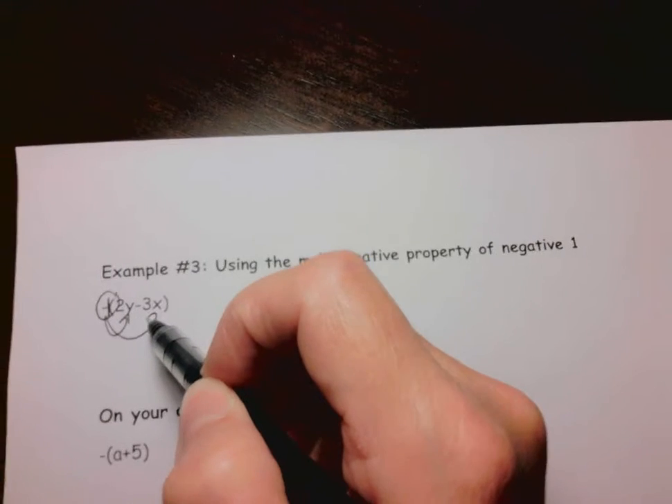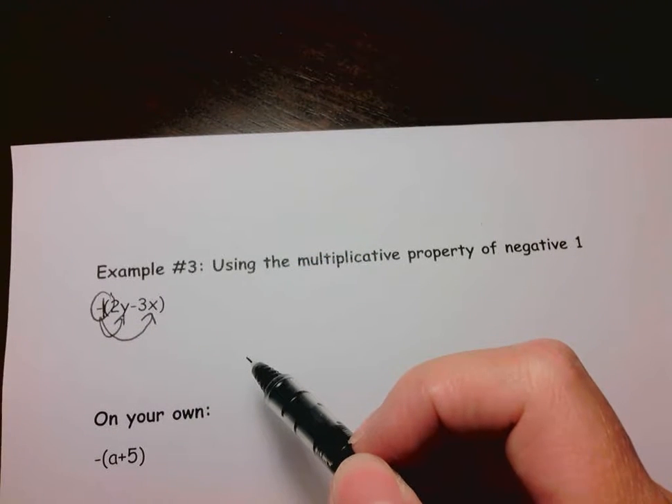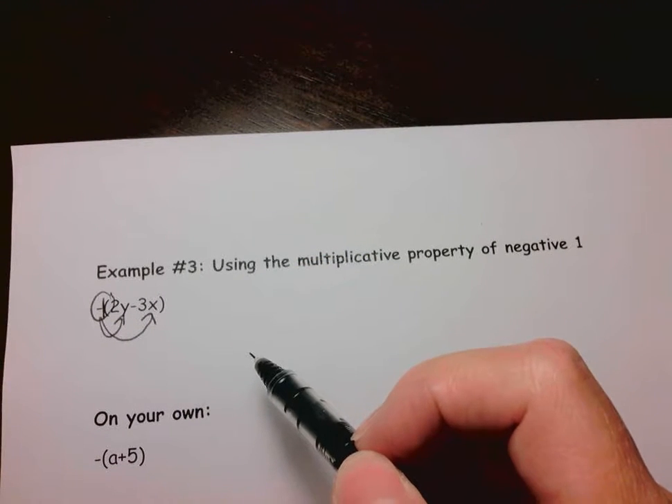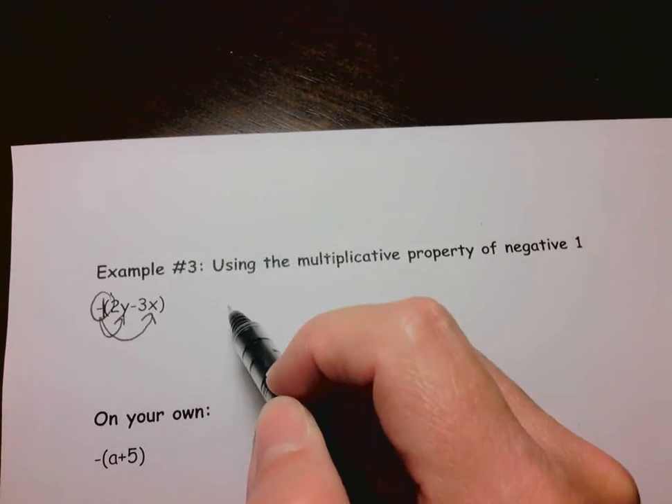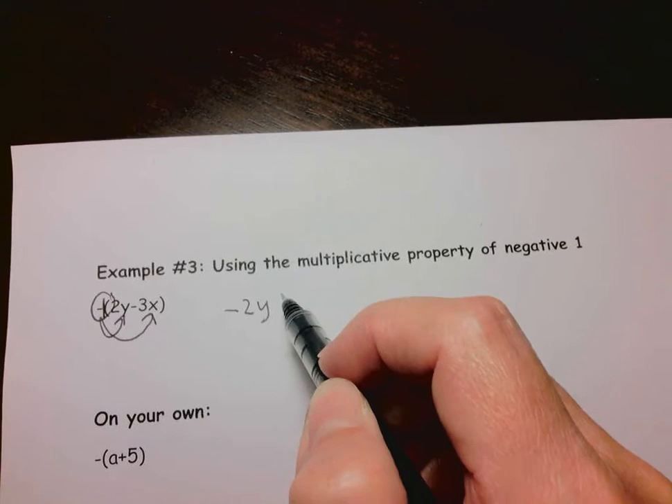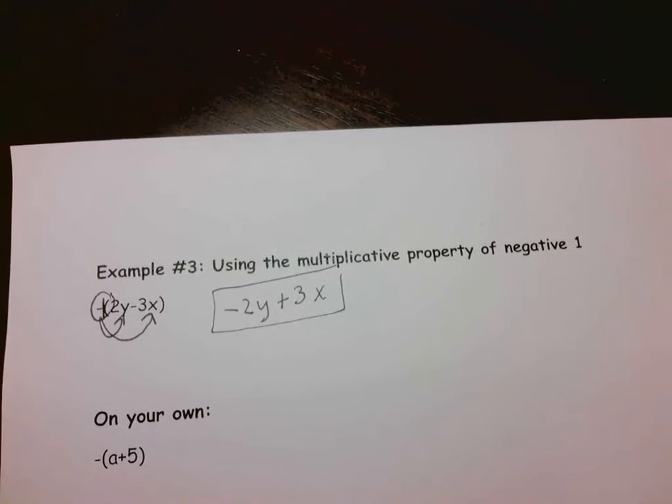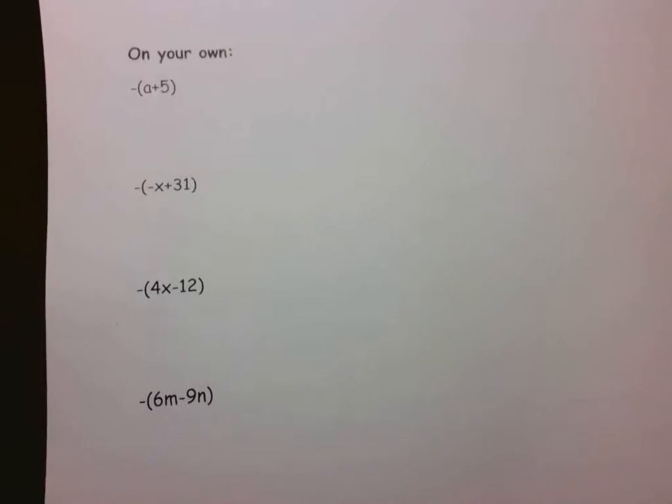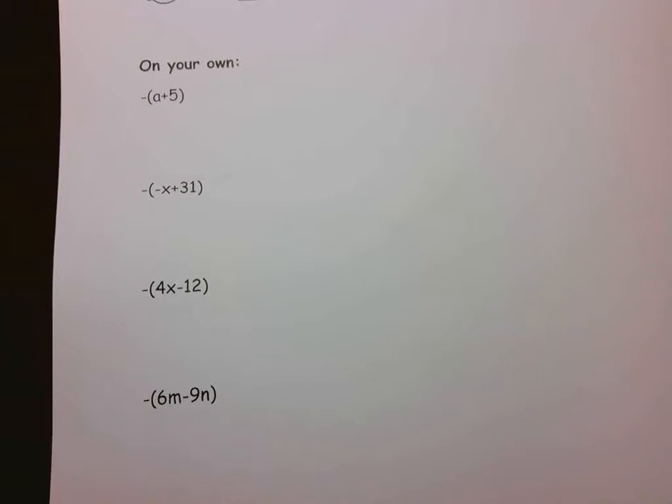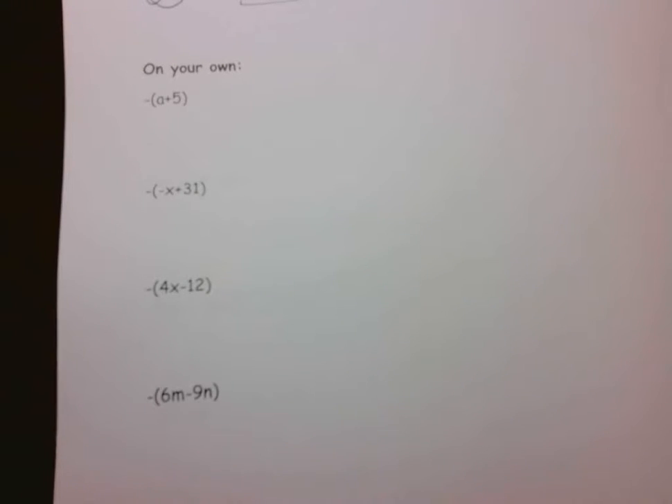When you have this situation, you're not just changing the signs. What you're doing is multiplying each term by -1. And when you do that here, you get -2y plus 3x. Okay, so go ahead and do these on your own, and remember what you're doing is you're distributing out a -1.